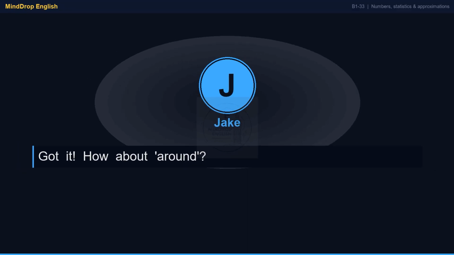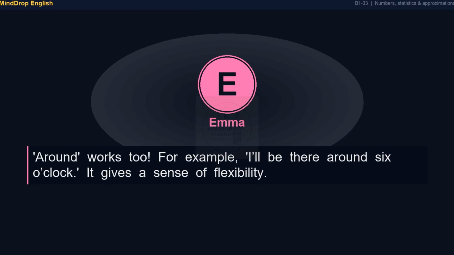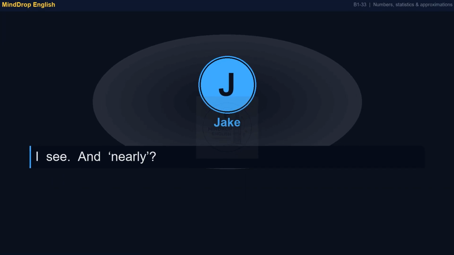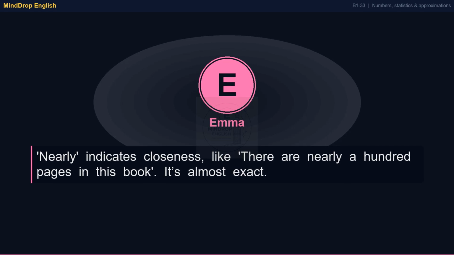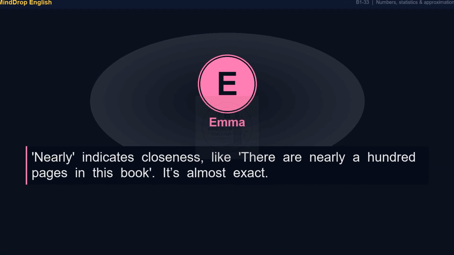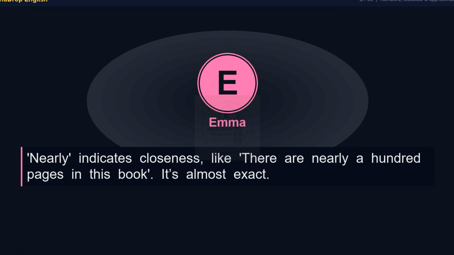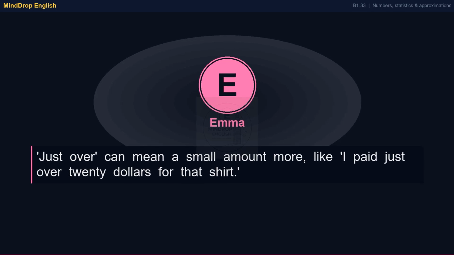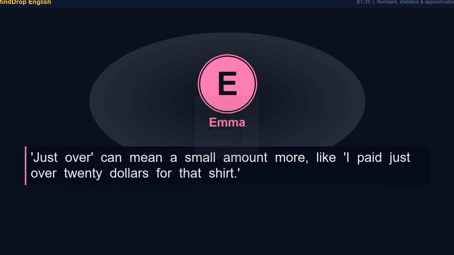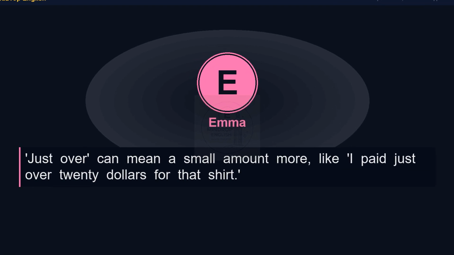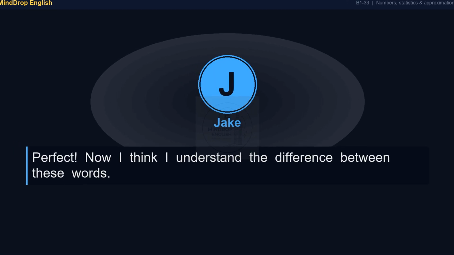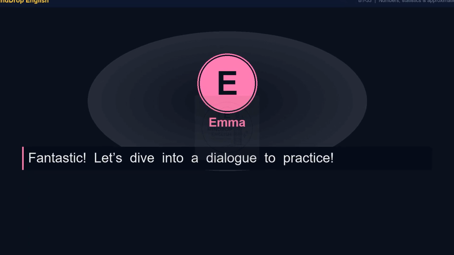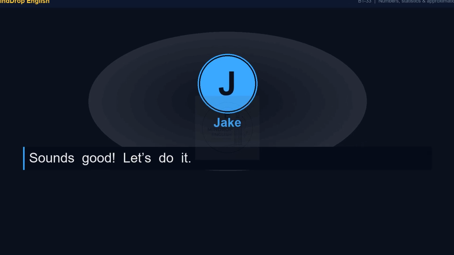How about around? Around works too. For example, I'll be there around 6 o'clock. It gives a sense of flexibility. I see. And nearly? Nearly indicates closeness, like, there are nearly 100 pages in this book. It's almost exact. And what's just over used for? Just over can mean a small amount more, like, I paid just over $20 for that shirt. Perfect. Now I think I understand the difference between these words. Fantastic. Let's dive into a dialogue to practice. Sounds good. Let's do it.